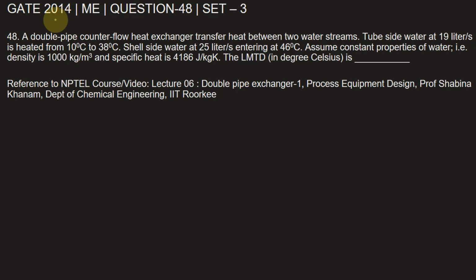This question is from GATE Mechanical Engineering of 2014. This is question number 48 of set 3. The question is, a double pipe counterflow heat exchanger transfers heat between two water streams.